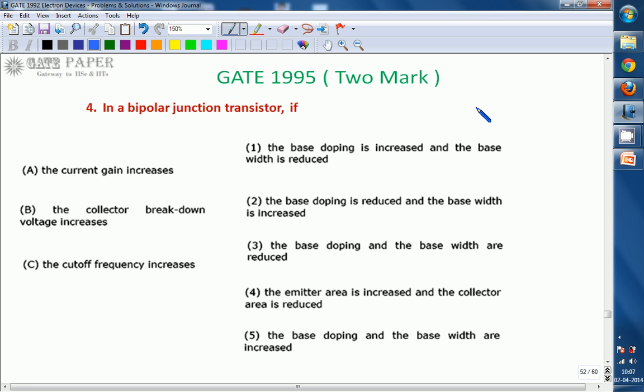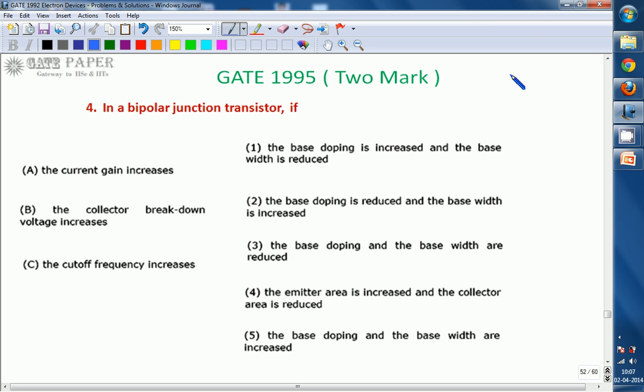On the other side it is given: first, the base doping is increased and the base width is reduced. Second option, base doping is reduced and the base width is increased. Third, the base doping and base width both are reduced. Fourth one, the emitter area is increased and the collector area is reduced. Last option, base doping and base width are increased. So first we will go for the current gain increases.